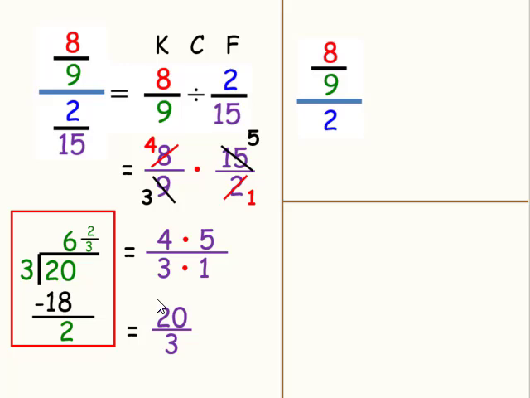When we take a look at this one, when we only have a fraction in the numerator, we're just going to rewrite the denominator as a fraction. And then it works the same way out. 8/9 divided by 2 over 1.